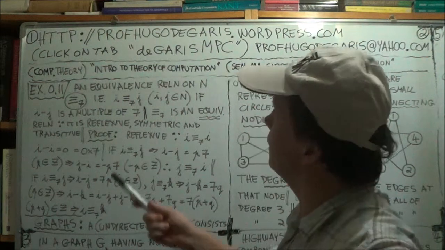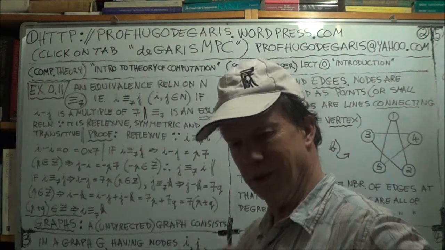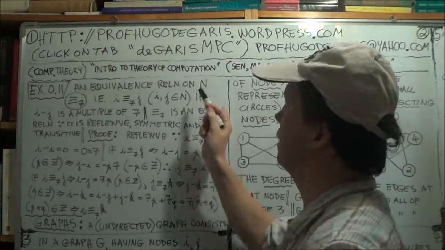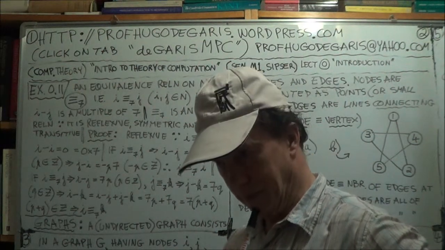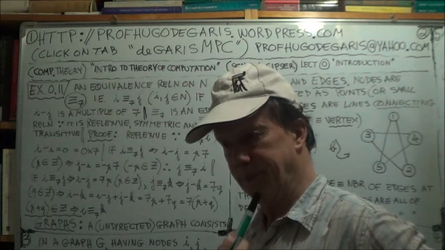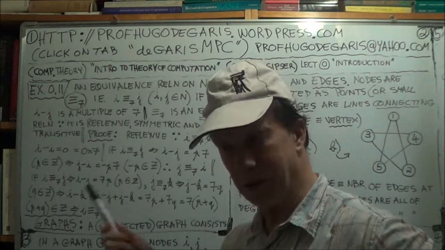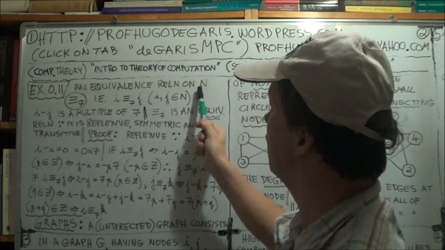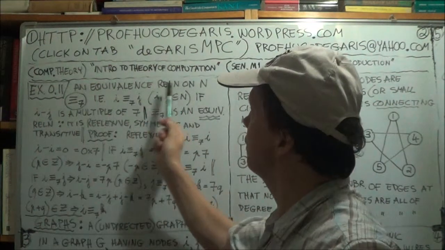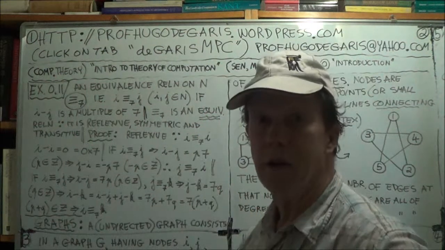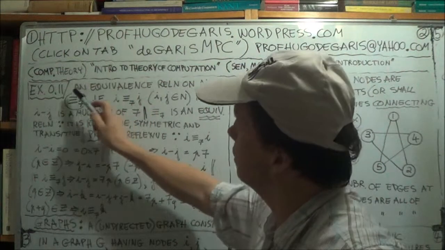Alright? And this relation operates on a particular set, and in this case the set is big N. In other words, the natural numbers, the positive integers, the counting numbers. There's lots of ways of labeling big N. Okay? So we're going to apply this equivalence relation to the members of big N, and we write this equivalence relation this way.